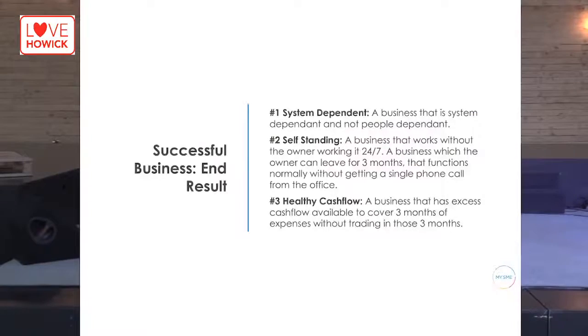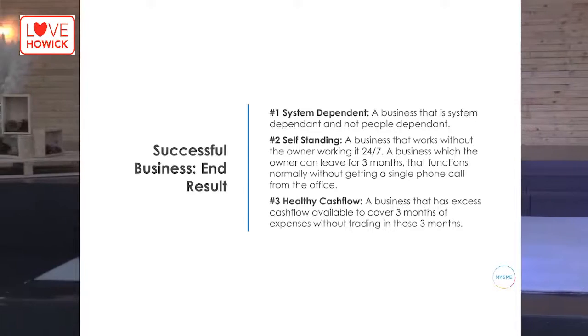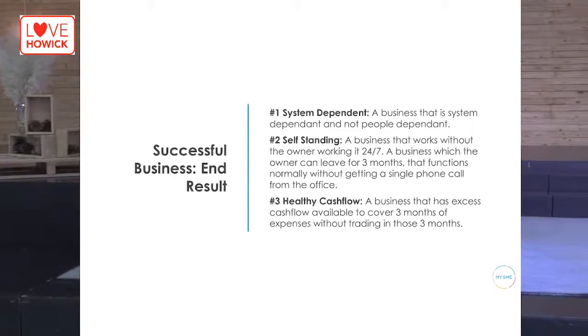So the end result of a successful business, and this is a very challenging one, and it's something that I'm not necessarily at, but I know it's somewhere where I need to get to. And it basically says, first of all, your business needs to be system dependent, not people dependent. So you want to build a business that's system dependent, not people dependent. You want a business that works without you working it 24/7.